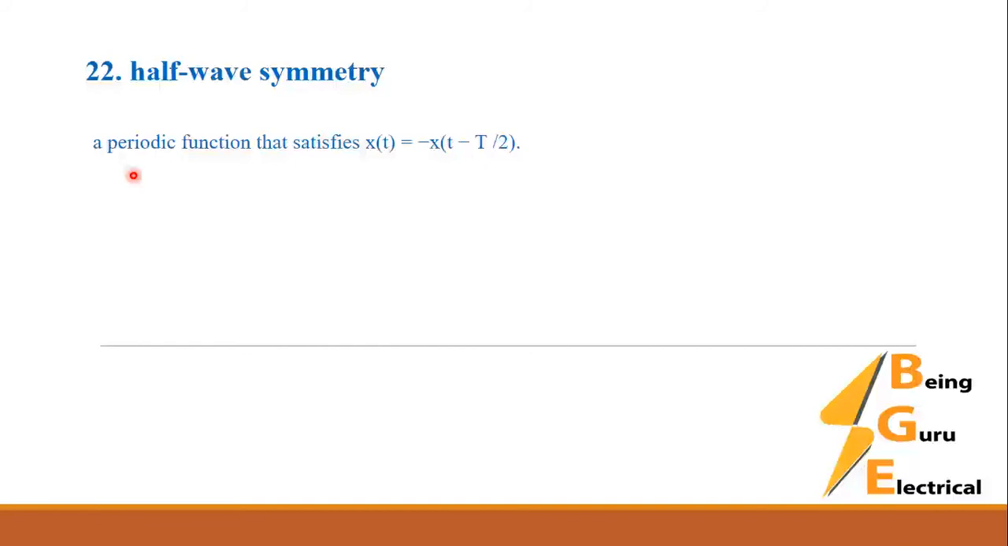Then next we have half wave symmetry. Those periodic functions which satisfy the equation x(t) = -x(t - T/2) come under half wave symmetrical functions.